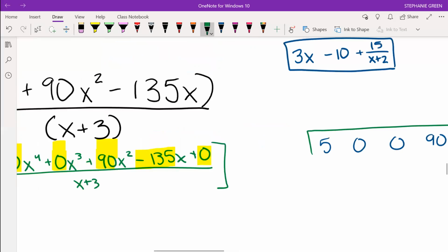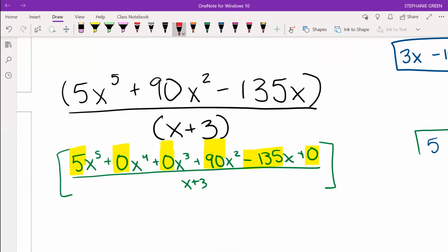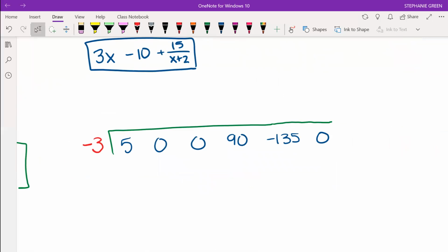Now, outside of my division bracket, I have the negative constant of my divisor. My divisor is x plus 3, the constant of which is positive 3. If I change the sign on that, we end up with a negative 3. Now that we have everything set up, I can go ahead and start doing my division. The first step, as always, is just to drop down our first number. And then we multiply, add, multiply, add, multiply, add until we're done.